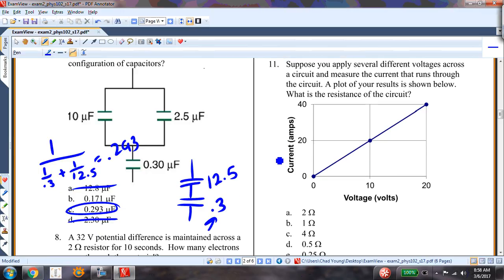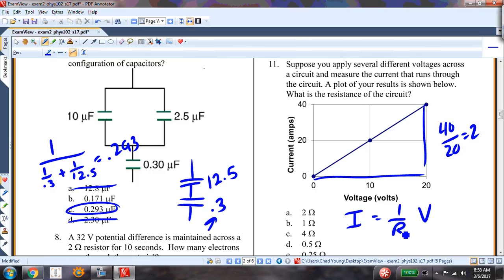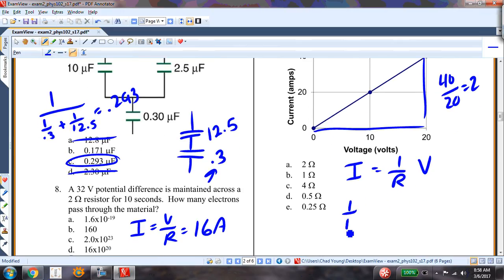Okay, suppose you apply several different voltages. This, by the way, was from your OpenStax. So I want to find the slope of this. The slope is 40 over 20, and that's equal to 2. So what I've plotted here is I versus V, and by Ohm's law that's equal to this, so my 1 over R is equal to 2, so R is equal to that value, which is D.